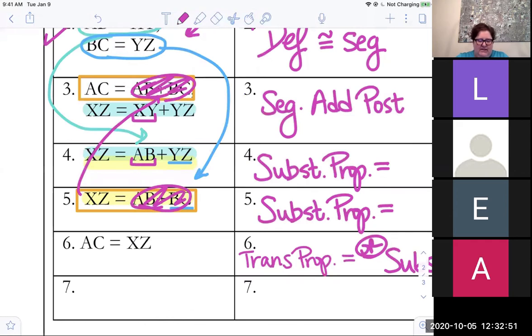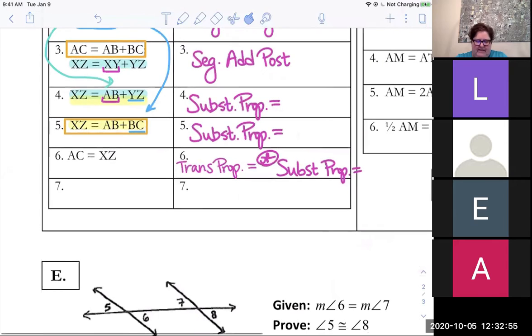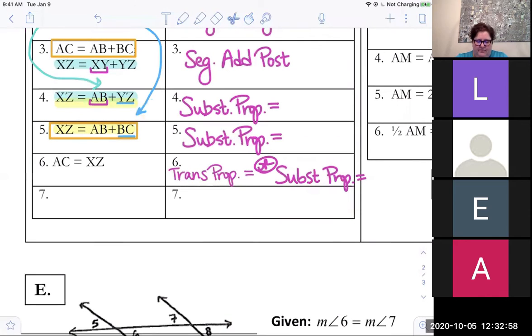Okay, this one actually is transitive because the whole side can be wiped out as compared to the last two, which could only be transitive. That one could be either.